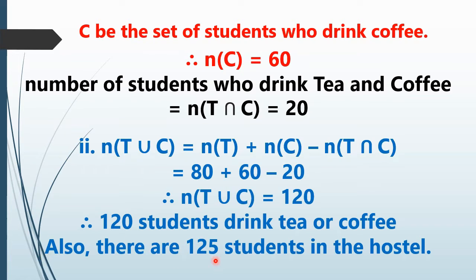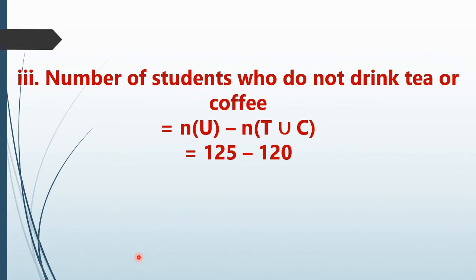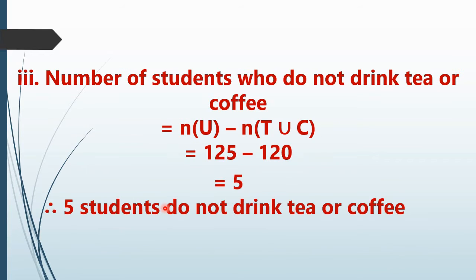Also, there are 125 students in the hostel. So we have to find number of students who do not drink tea or coffee. So number of element in set U minus number of element in T union C is equal to 125 minus 120, we will get 5. So 5 students do not drink tea or coffee.